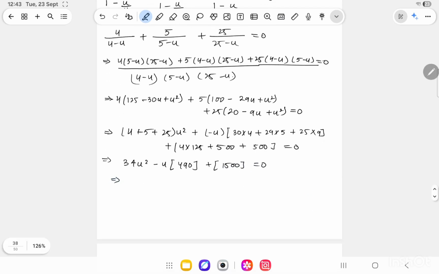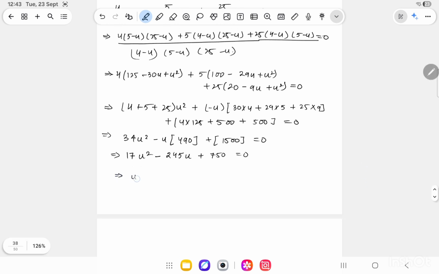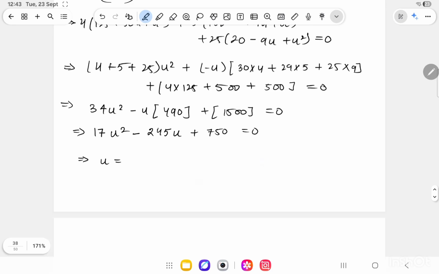Now I can just divide by 2 throughout, so I'll be left with 17u square minus 245u plus 750 equals to 0. This is basically a quadratic equation in u, and I can solve it to get the values of u, and those two values of u will tell me the maximum and minimum values.